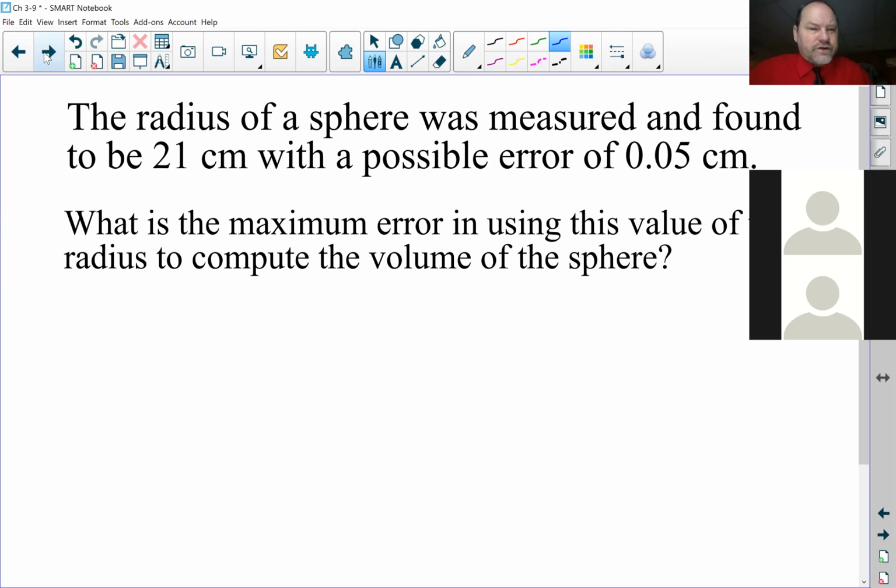All right, so here's our example. The radius of a sphere was measured and found to be 21 centimeters with a possible error of 0.05 centimeters. What is the maximum error using the value 21 for the radius to compute the volume?